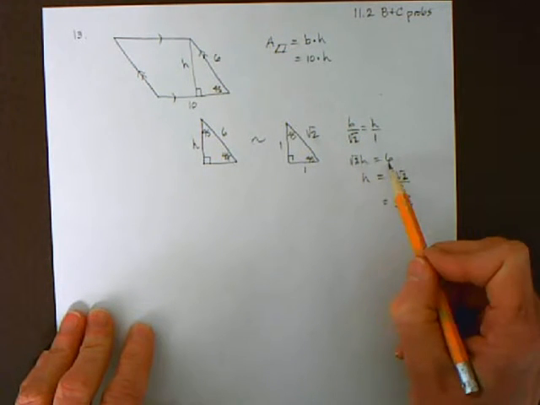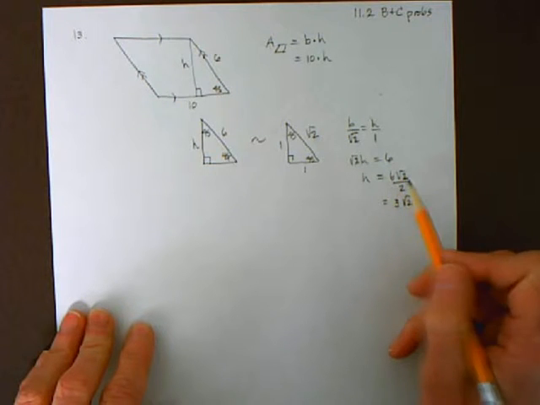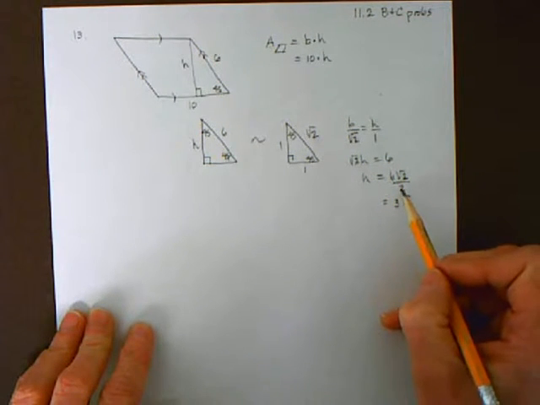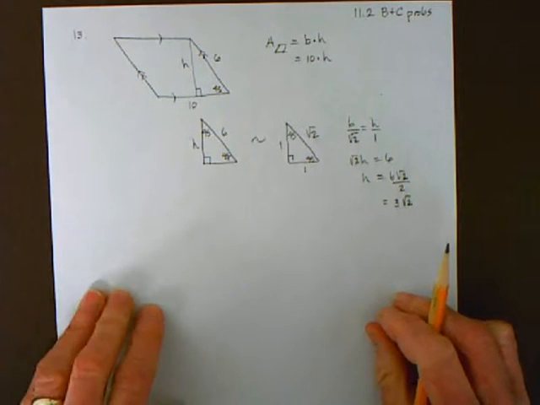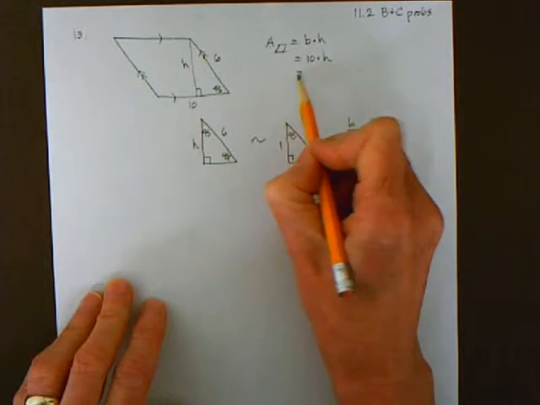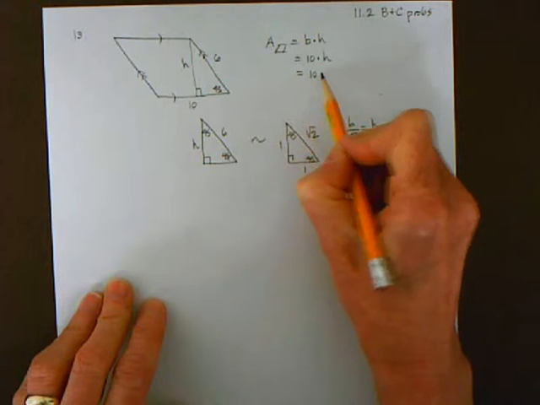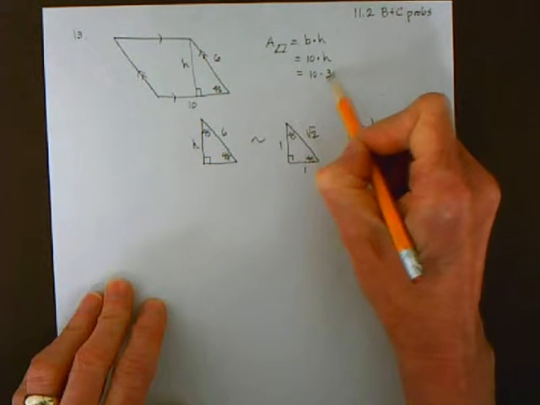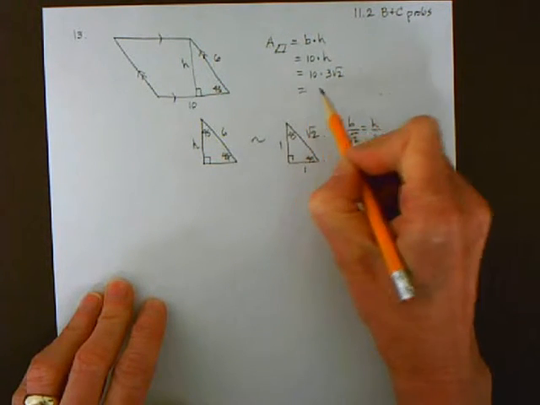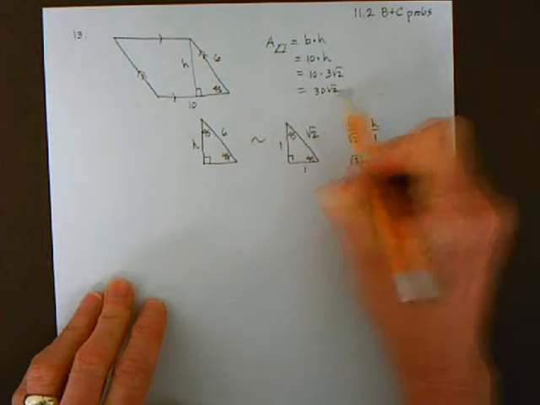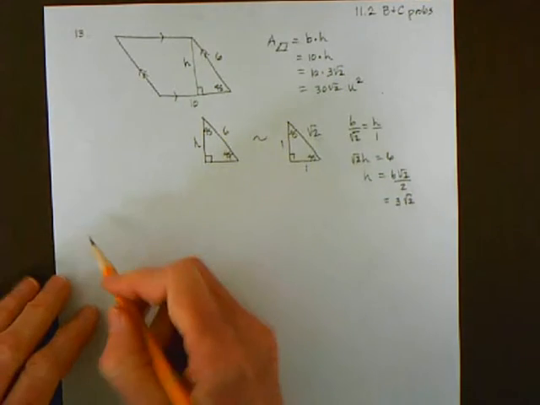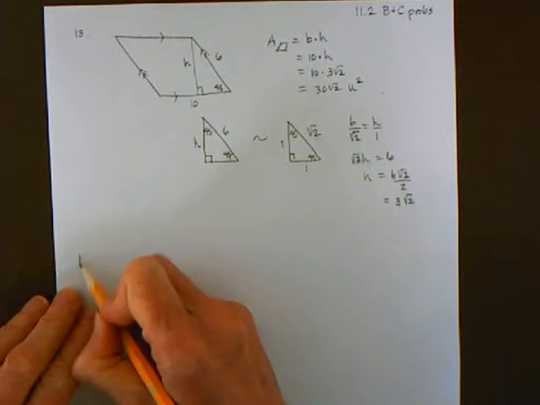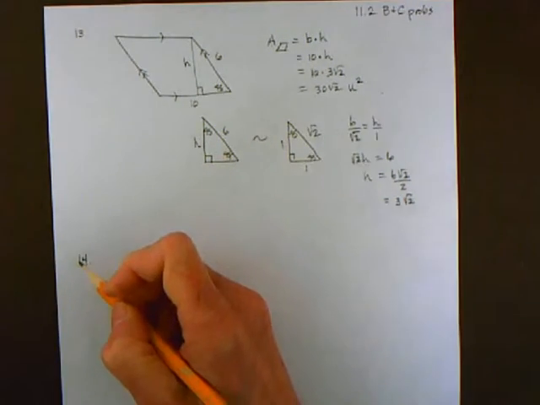So dividing both sides by radical 2, and then getting the radical out of the denominator, I get 6 radical 2 over 2, which simplifies to 3 radical 2. Now I have the information that I need: the area is 10 times 3 radical 2, which is 30 radical 2, of course, units squared, because I'm doing it right. Okay, so that's 13. 14, we have a rhombus.